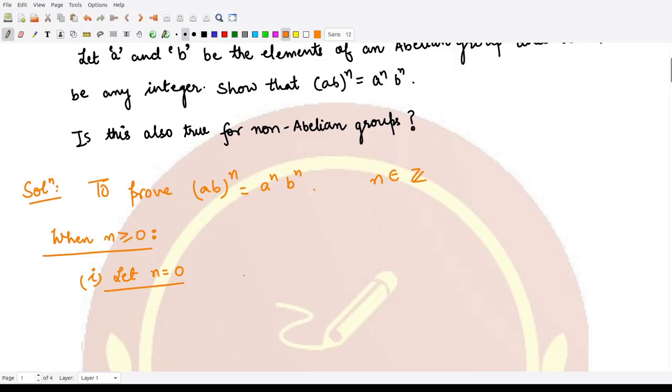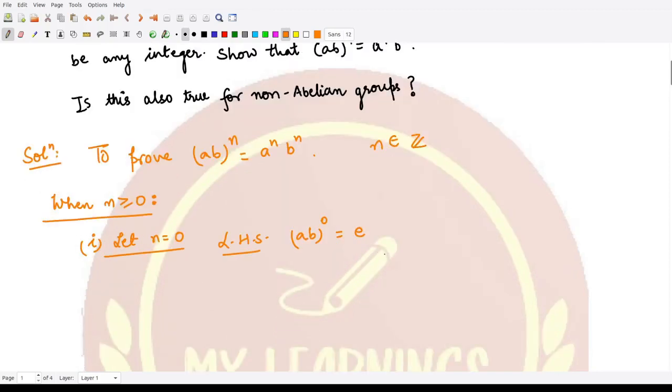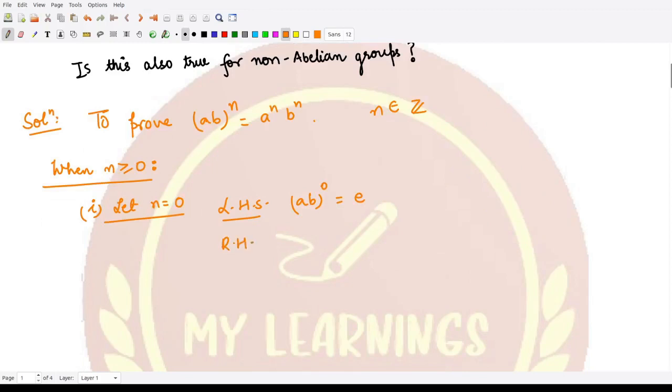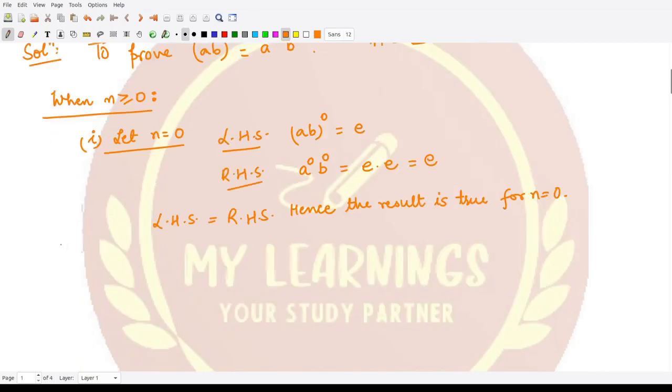If n is equal to 0, then your left hand side becomes (ab)^0. So basically it is the identity of the given group. And what does your right hand side become? It would be a^0 and b^0, so it would be e multiplied with e. And what is that? It is e only. Hence in this case we have left hand side equal to right hand side. Hence the result is true for n equal to 0. What about the second part?